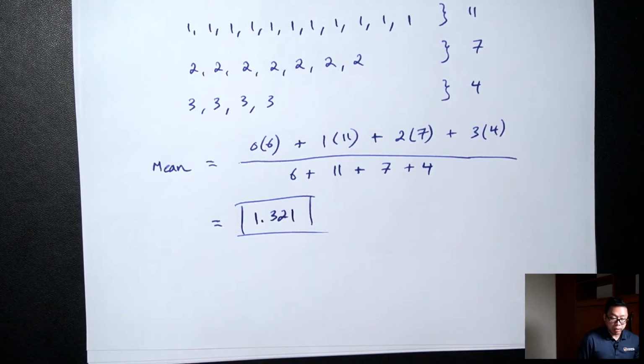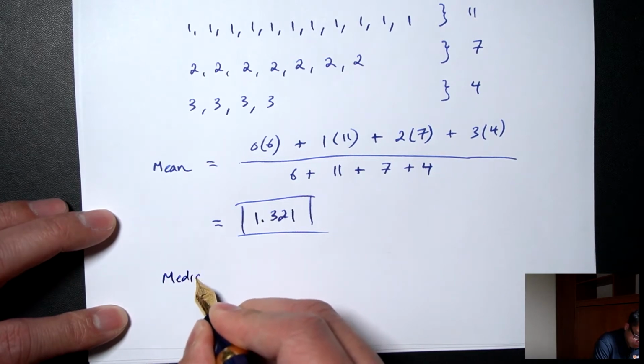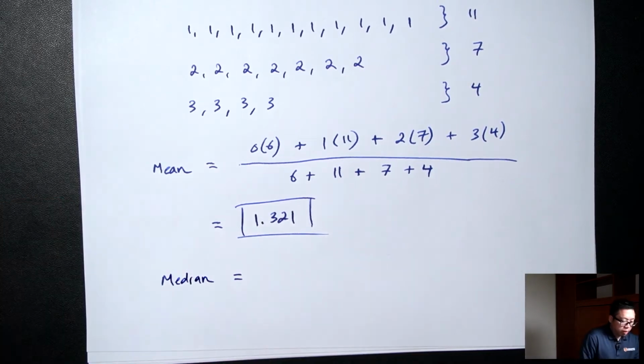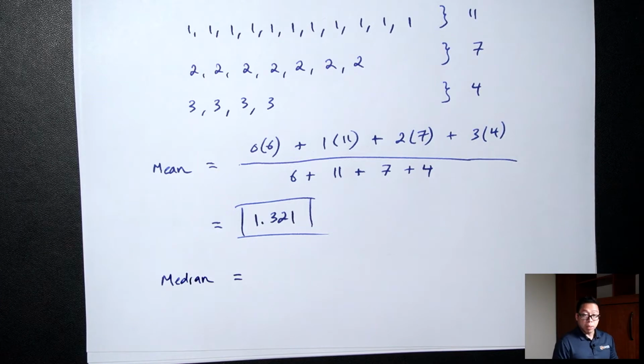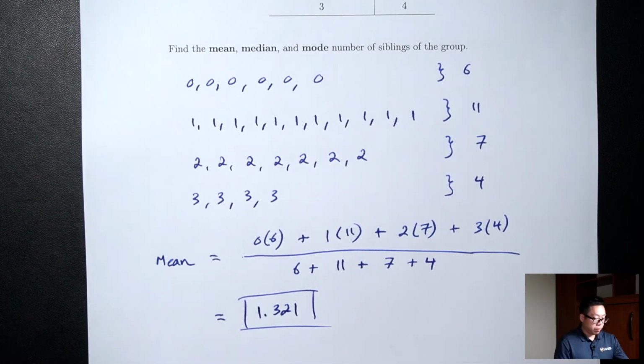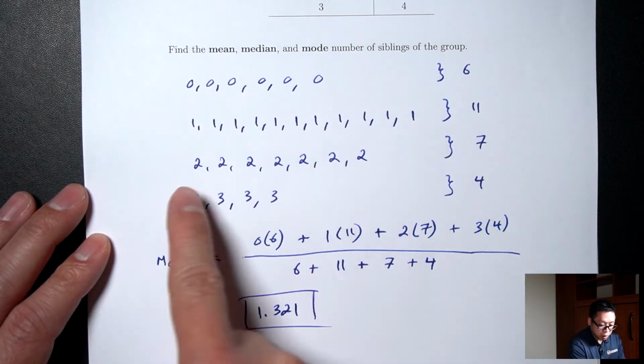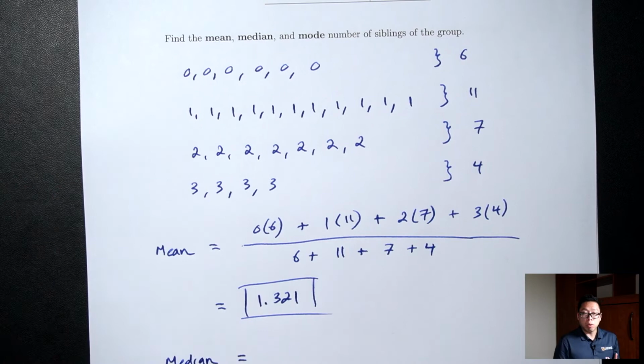Now, next up is the median. The median is the middle number. Remember, put your data values in order. It's already in order, so all my zeros, all my ones, all my twos, all my threes, and then we want to find the middle number. Now, either there's a number right smack in the middle, or if you end up with 2 numbers in the middle, you'll find the average of those 2 numbers.